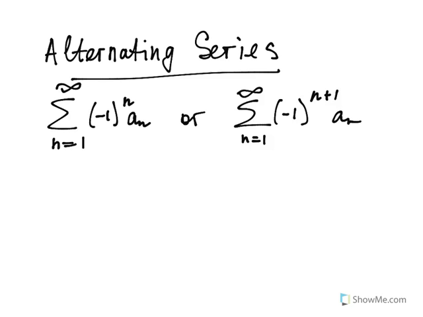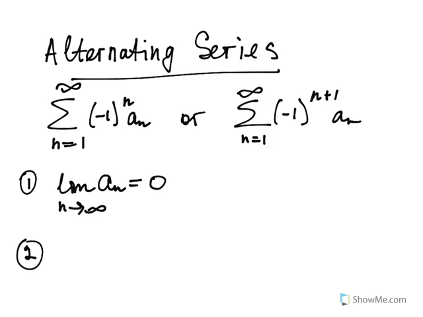Now, we say the alternating series converges if both of the following conditions are satisfied. First, the limit as n approaches infinity. It looks like just another regular nth term test. So you take the limit, obviously without (-1)^n, and see if it approaches 0. If it does, move on to the next condition.